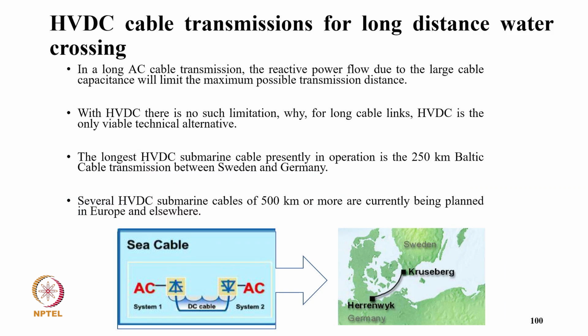Coming to HVDC cable transmission for long distance water crossing. In a long AC cable transmission, the reactive power flow due to the large cable capacitance will limit the maximum possible transmission distance. With HVDC, there is no such limitation. So for long cable links, HVDC is the only viable technical alternative. The longest HVDC submarine cable presently in operation is 250 km, the Baltic cable between Sweden and Germany, and several HVDC submarine cables of 500 km or more are currently being planned in Europe and elsewhere. You can see the cable with the two converter stations and the line between Germany and Sweden, from Hanvik to Kreuzberg.